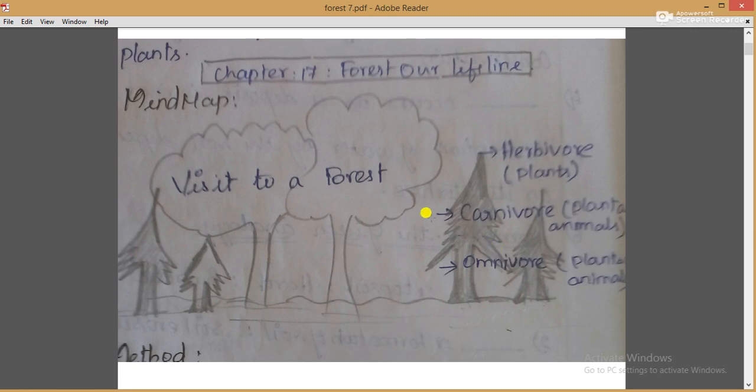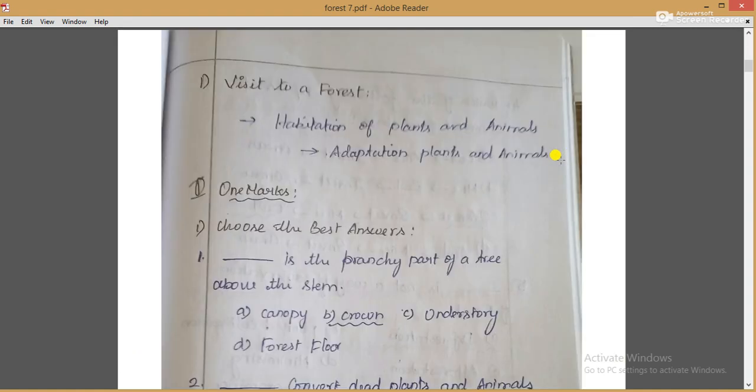This is a mind map of Forest: Our Lifeline. First, a visit to a forest. This forest has herbivores, carnivores and omnivores. First, herbivores. Herbivores means plants, for example, plants. Plants can prepare their own food themselves. Then carnivores depend on other plants and animals. Carnivores are a type of heterotrophic nutrition. For example, plants and animals. Then omnivores also depend on plants and animals. Example, plants and animals. Then we will move to the 1 mark session.